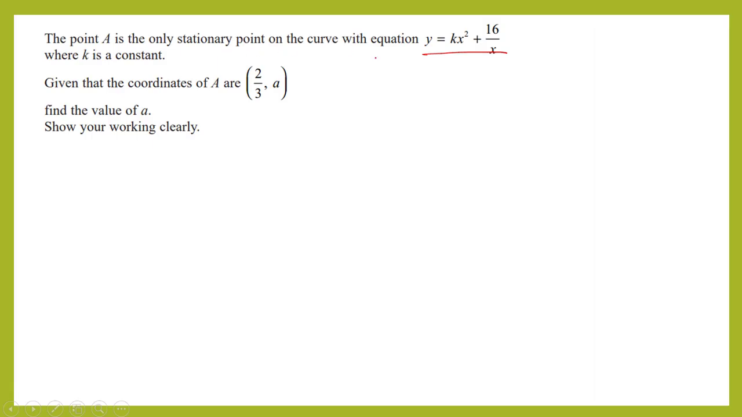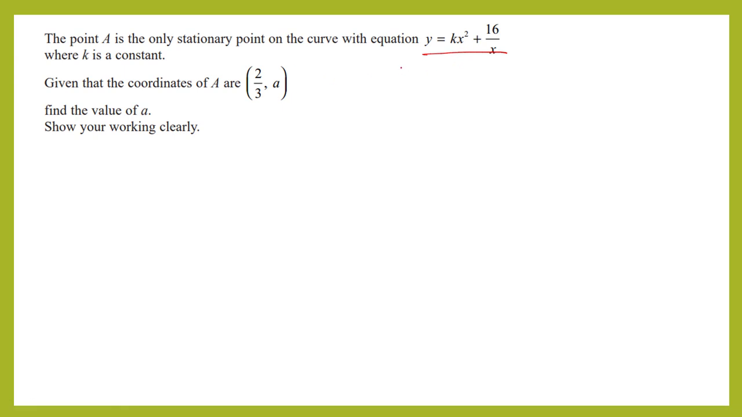the only stationary point on the curve with the equation y equals kx squared plus 16 over x, where k is a constant, given that the coordinates of A are 2 over 3 in the x coordinate and a in the y coordinate. So if someone says we have already the x coordinate of the stationary point, we'll just substitute the 2 over 3 in this form, so we get the y coordinate. Unfortunately, you don't know what's the value of k. So first of all, you must get the value of k, then you'll be able to find a.